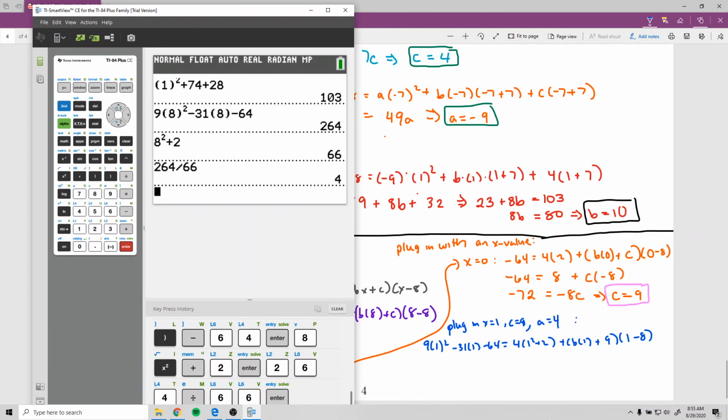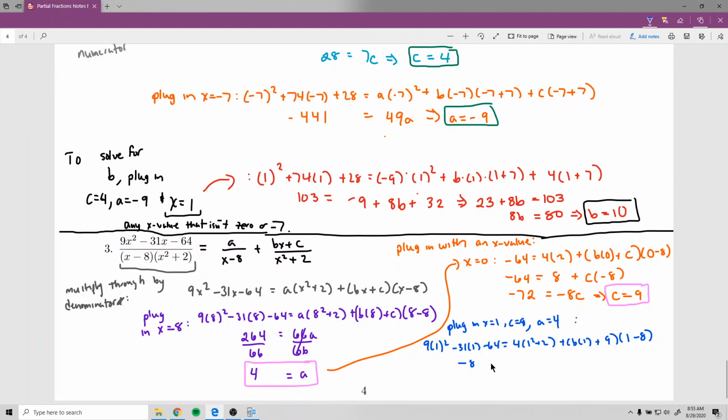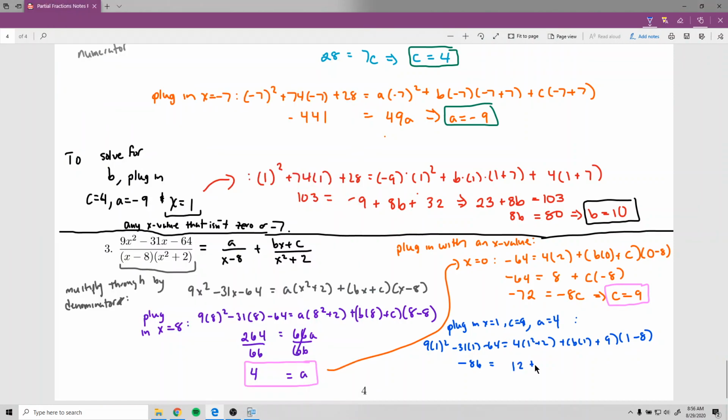Just take care of the left side. That's just 9 times 1 minus 31 times 1 is 31 minus 64, which is negative 86. And then on the right side here, we got 4 times 3. We don't need the calculator for that. That's just 12 plus the inside of here, b plus 9 times negative 7.